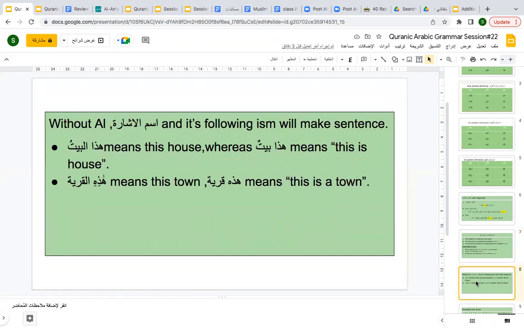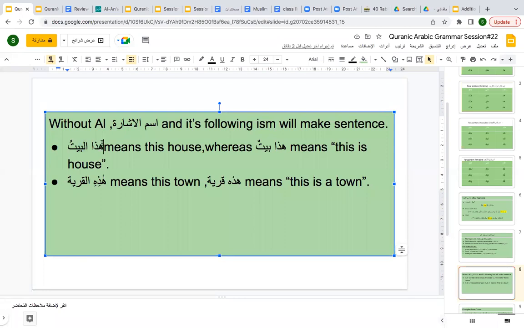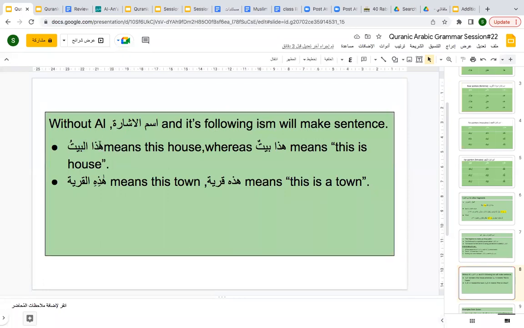So I'm going to show you an example here. Hazal baytu. Since this is happening here, what do you think will be the status of haza? It's going to be rough in status, right? You have to use your common sense as well. Sometimes we don't use it as much, but it comes in handy. Very important to use it.